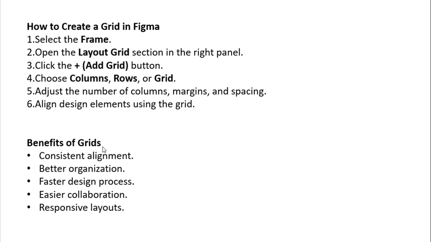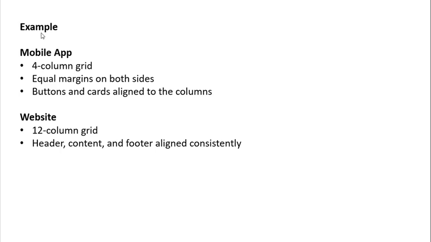And the benefits of the grid are consistent alignment, better organization, a fast design process, easy collaboration, and responsive layouts. For example, a mobile app has a four column grid and equal margins on both sides, and buttons and cards align to the columns. A website has a 12 column grid, and the header, content, and footer align consistently.